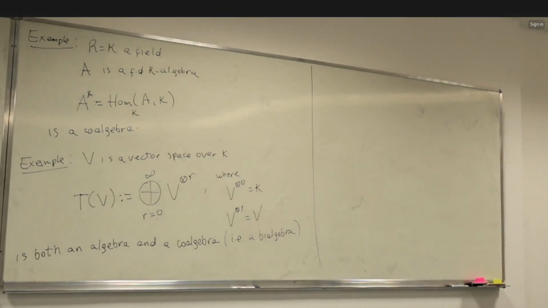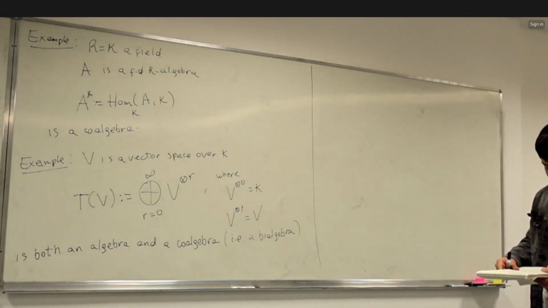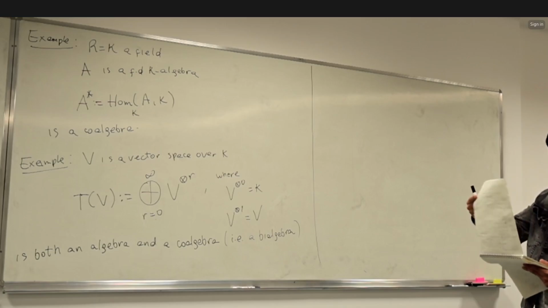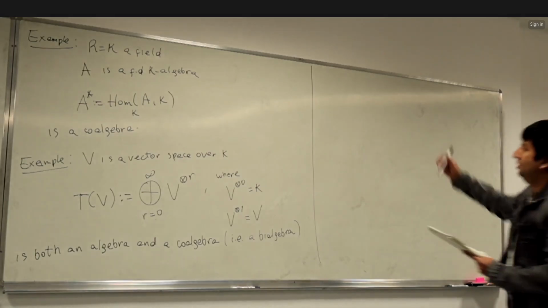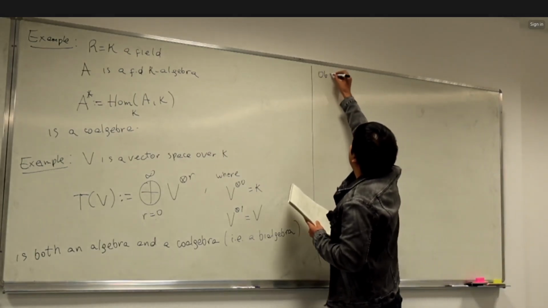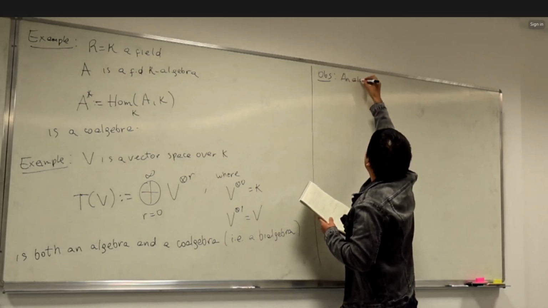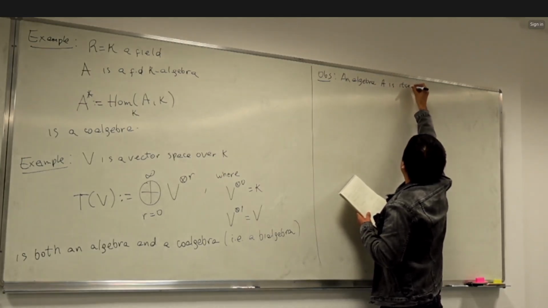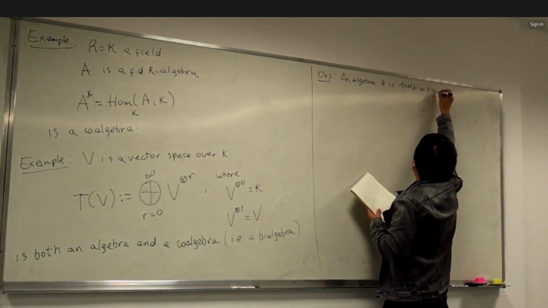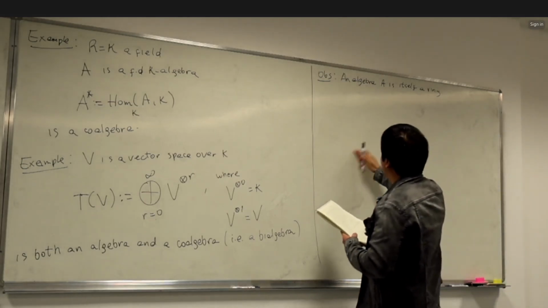I will give another example. Yes, it depends. So, I just said an algebra A is itself a ring. But let's give an example of a non-commutative ring or non-commutative algebra.